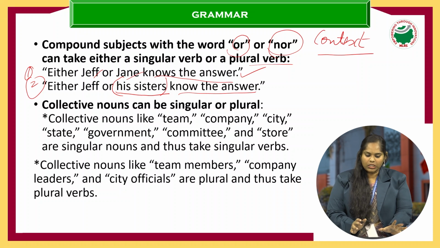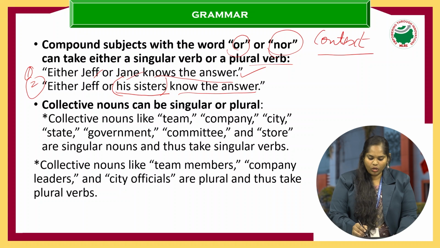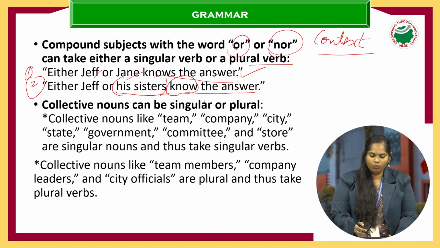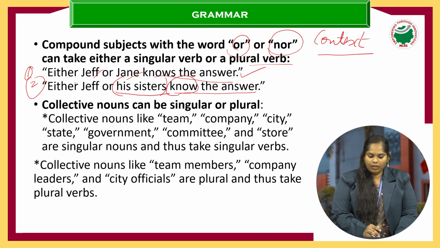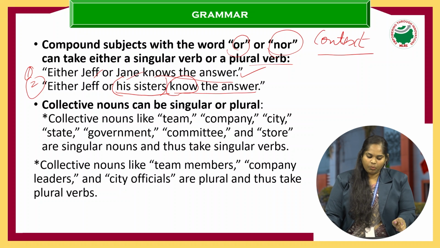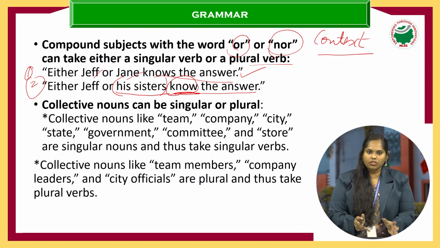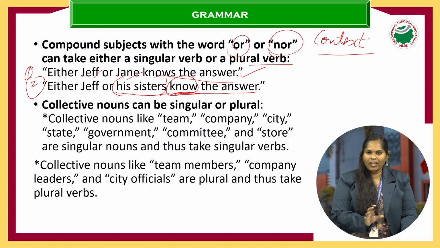Only if the part of the subject nearest the verb is singular can you use "knows", which is a singular verb form present tense, and "know" is the general form. As I was saying, the context is very important. In the first example, either Jeff or Jane is considered a singular subject, whereas in the second sentence, Jeff and his sisters, sisters is plural, so you should have a plural verb, written or spoken. You have to be conscious of that when you make a sentence.